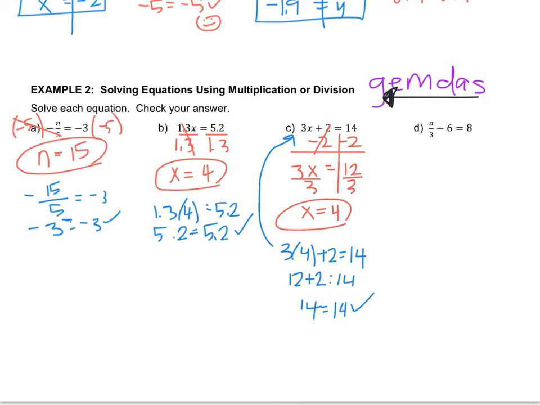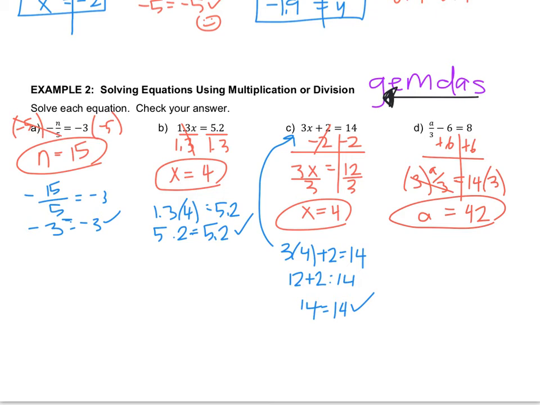Okay, if you want to try letter D on your own, you can pause the video and do it now. If not, follow along with me. So I'm going to draw my line down the equal sign, and I'm going to look and see I have division and I have subtraction. So if you go backwards in GEMDAS order, you're going to get rid of the subtraction first. So I'm going to add 6, and I get a over 3 equals 14. And now I have division, so I have to get rid of it by multiplication. Remember, I'm not using the x, and that tells me that a equals 42.